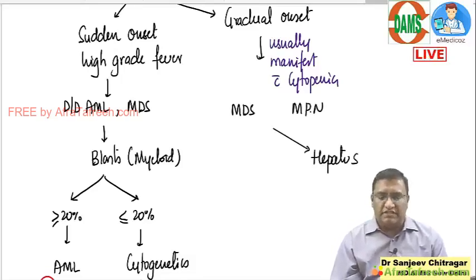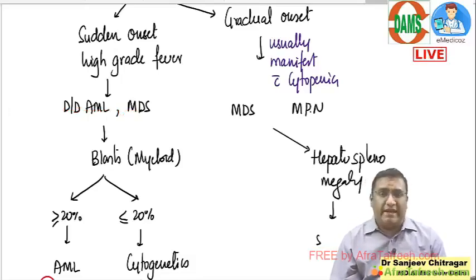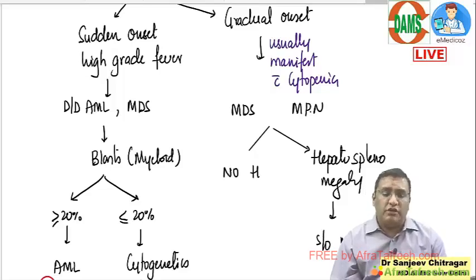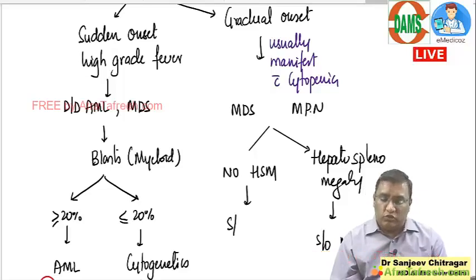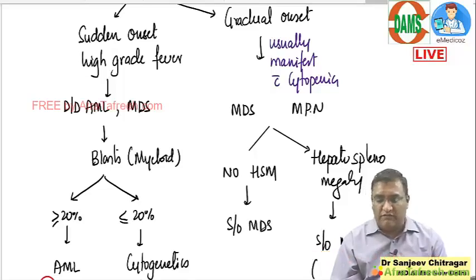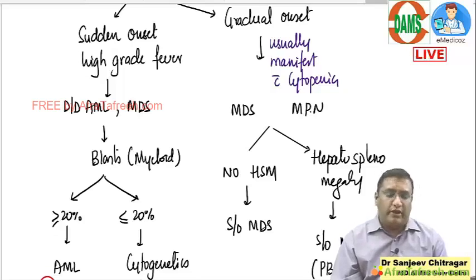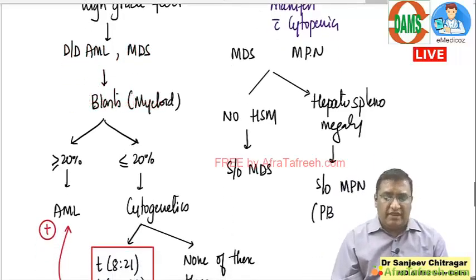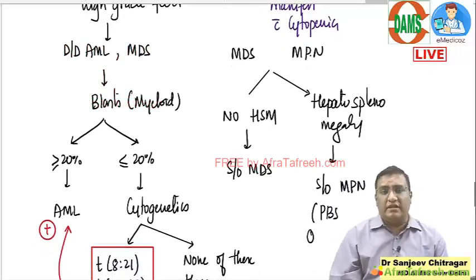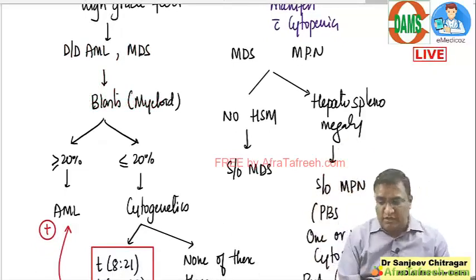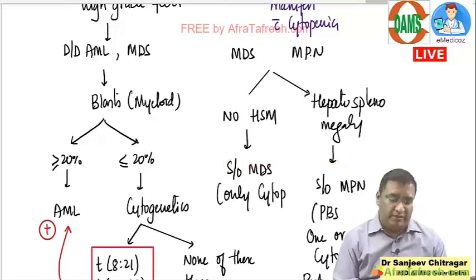Now check for hepatosplenomegaly. If hepatosplenomegaly is there, we will most likely think of MPN. No hepatosplenomegaly, then most likely MDS. Of course, bone marrow examination and peripheral blood examination have to be done. In peripheral blood, if it is an MPN, there will be one or two cell cytosis and other cell cytopenia, whereas if it is an MDS, all of them will be cytopenias.